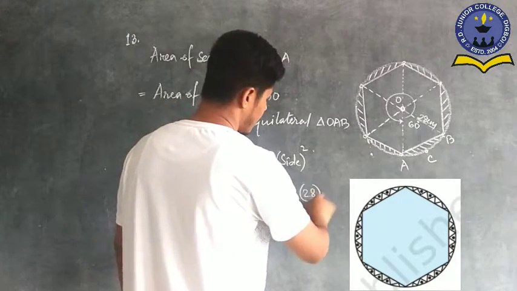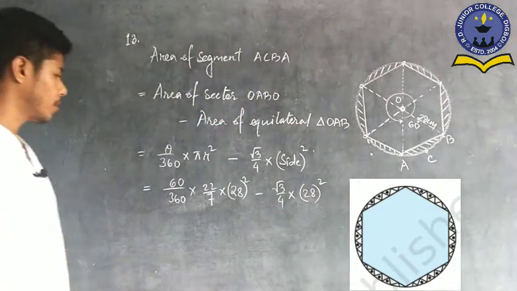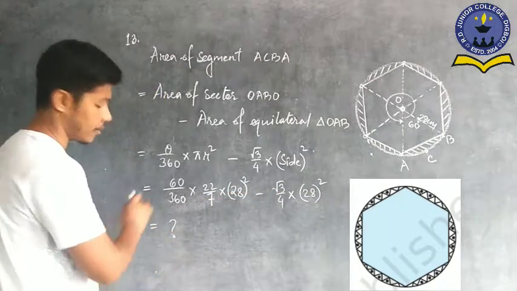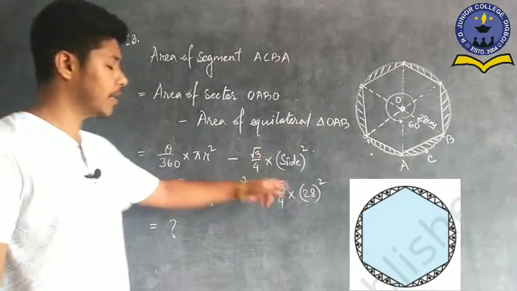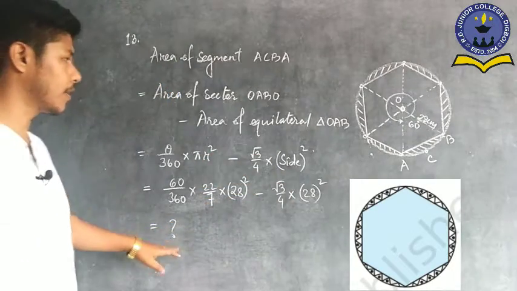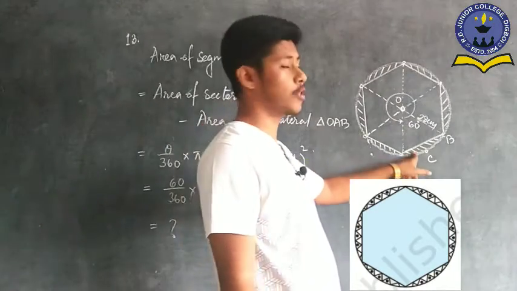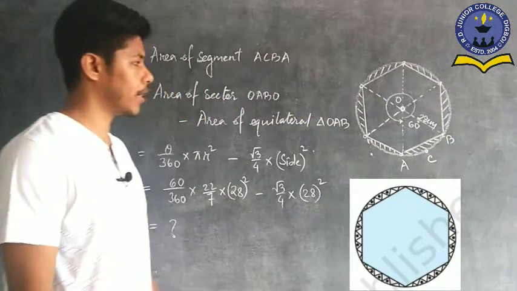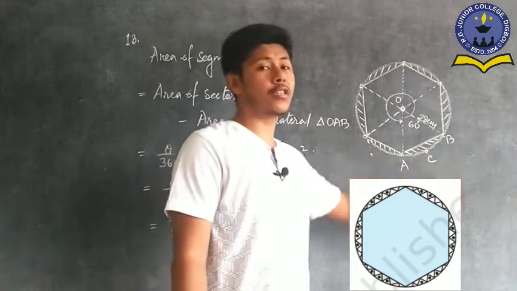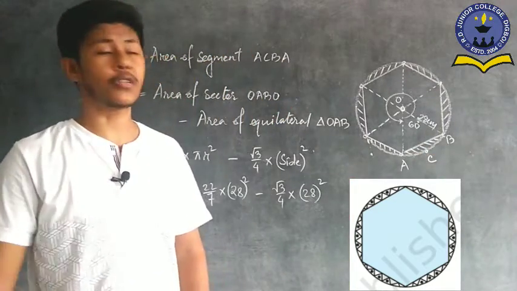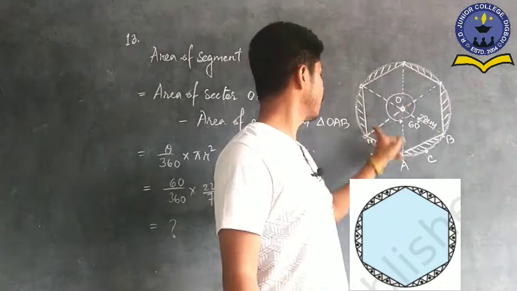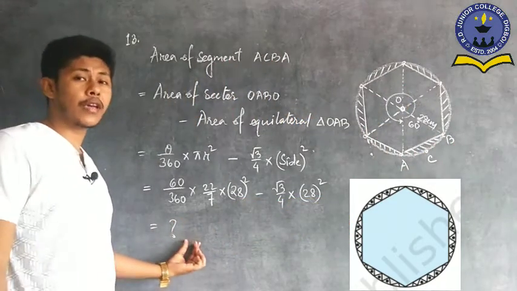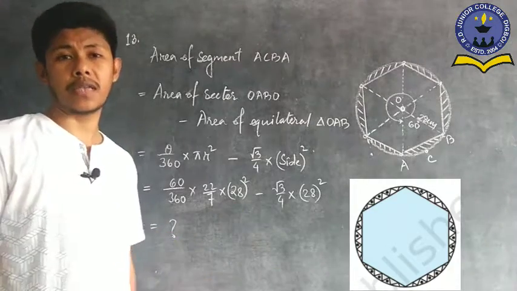That means we write 28 square here. So if we calculate this result, we get one result from here. The area of this part we get, ACBA. One segment part we get here. So how many portions of this type are there? 6 portions are here, because 1, 2, 3, 4, 5, 6 designs are there. So whatever area we get here, we have to multiply with 6.